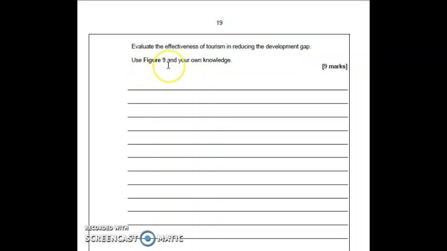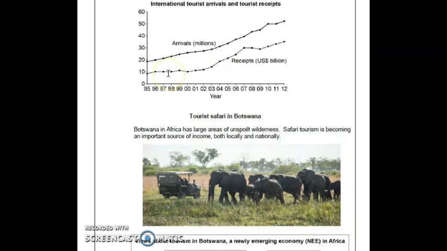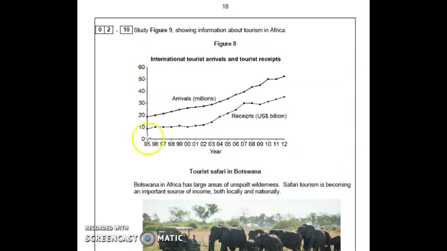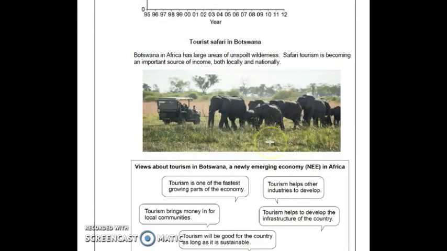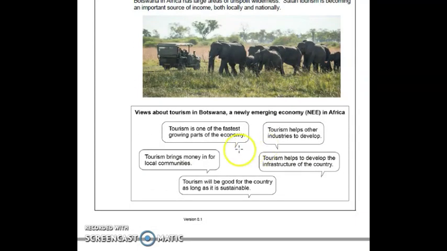So we've got to use figure 9. So if I go up, what have we got then? Well, we've got a graph which shows us the amount of tourists that have entered the country of Botswana and the amount of money they've given the country. So remember, if there is a graph, reference some of the numbers. You can clearly see that the number of people in Botswana has increased over the years. So has the money that the country has seen. We've also got a photograph and lots of quotes. Again, you can quote some of these. Say, tourism, one of the fastest growing parts of the economy. Tourism brings money into local communities, and try and develop these points on.